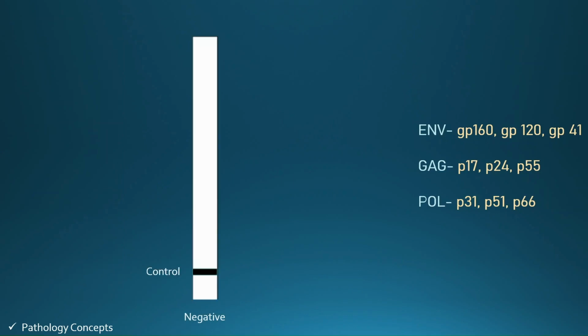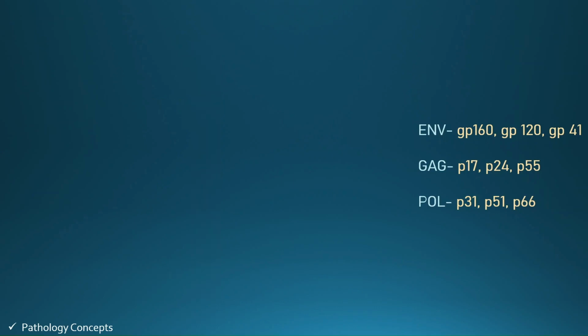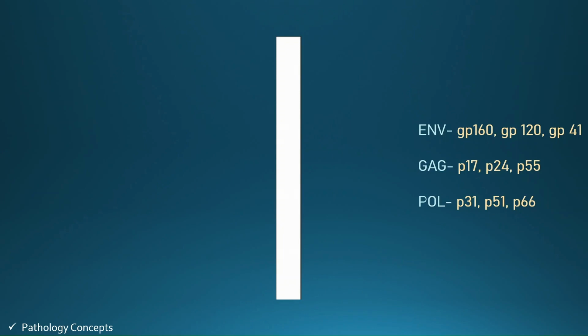Where only the control band is seen and no other band is detected, or only P66 or only P51 or P55 is seen, then we can consider this sample as negative. And if we do not get any of the bands including the control band, then we can conclude that the test is invalid and we have to perform the test again.